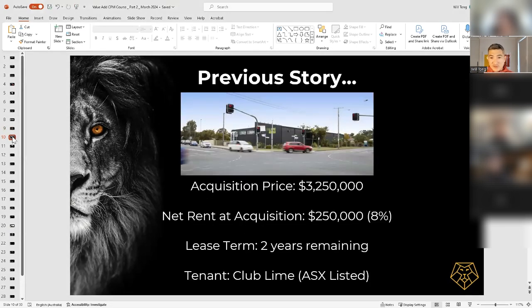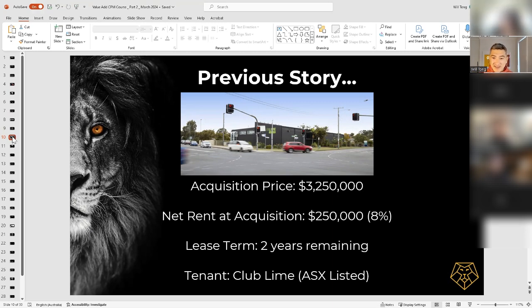So just a quick illustration. We talked about this story during session one, which is a really good example of how this kind of works. So just to recap, my client bought this about 18 months ago for $3.25 million.